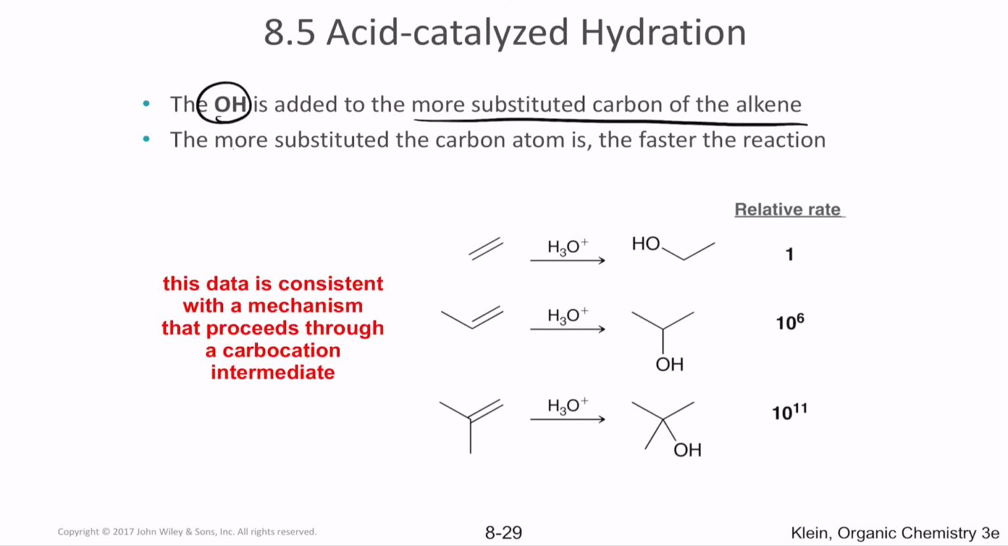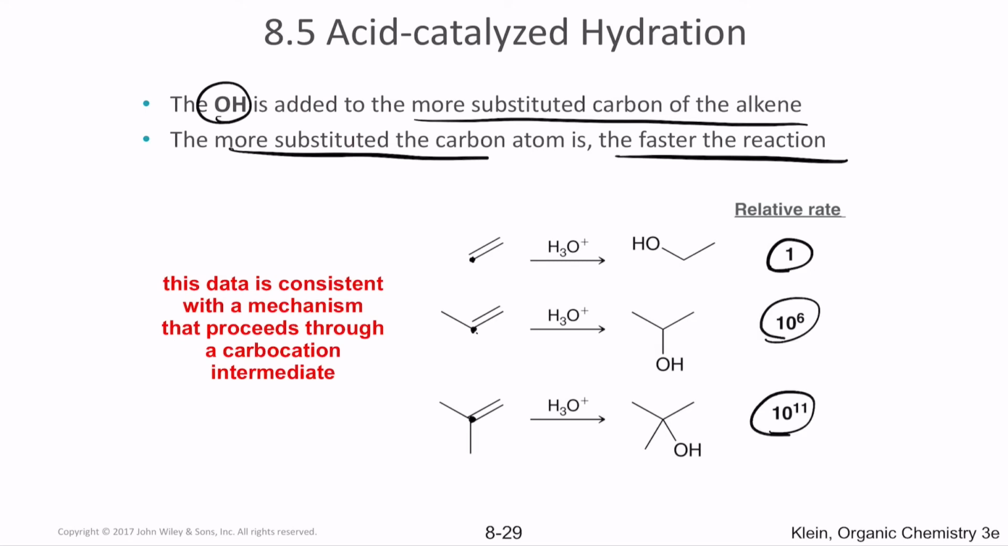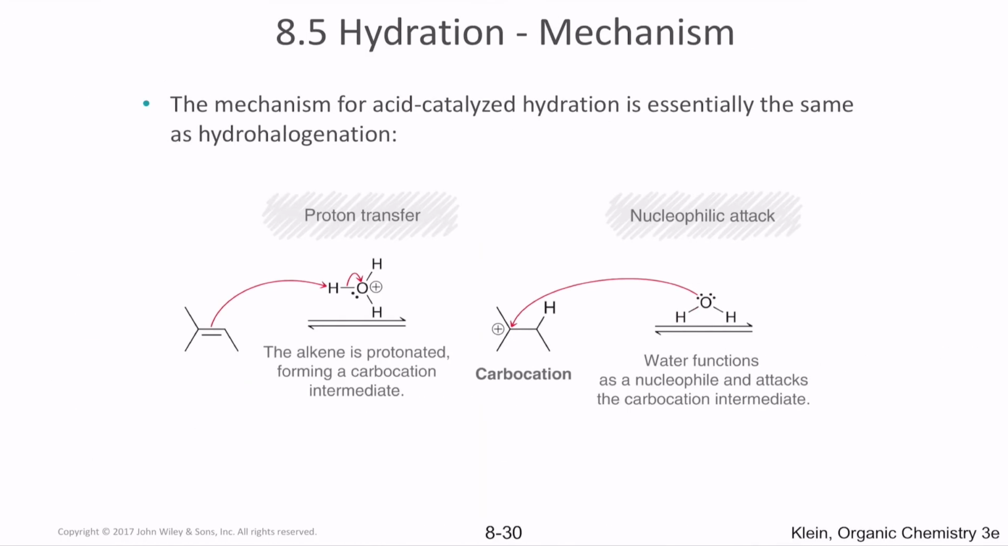So the more substituted the carbon, the faster the reaction. For example, if you consider a primary one to have a relative rate of 1, a secondary one would be 10 to the power 6 and a tertiary one would be 10 to the power 11. So this is how the rate of reaction increases with the more substituted carbon.